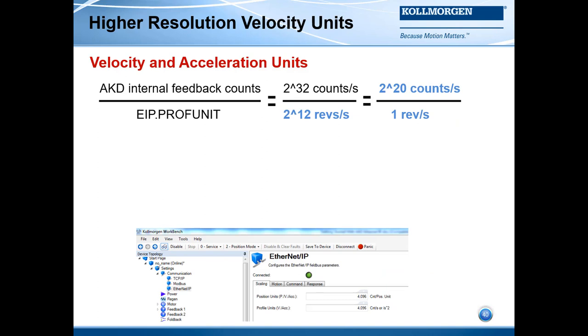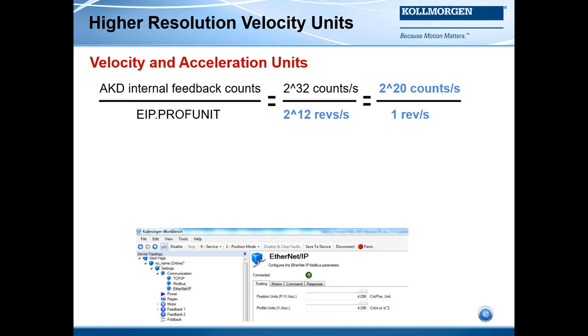In some cases, the one Ethernet IP count out of 65,536 per rev is not enough resolution for the application. A lot of times it is, but in some cases, particularly if you're working with a DDR motor, for example, sometimes you want higher position resolution and so forth.